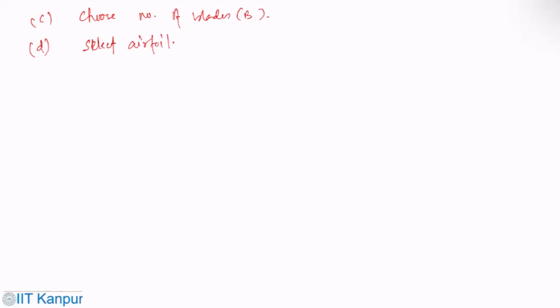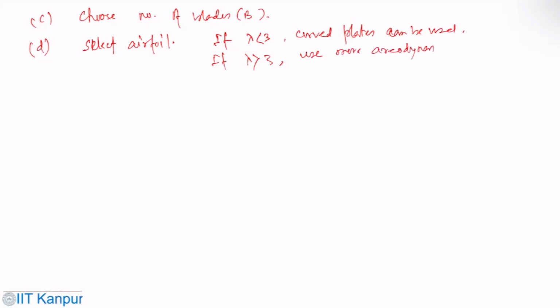Now one has to select the airfoil. If your lambda is less than 3, then curved plates can be used. If lambda is greater than 3, use a more aerodynamic shape. Okay, so that was our basic rotor parameters.